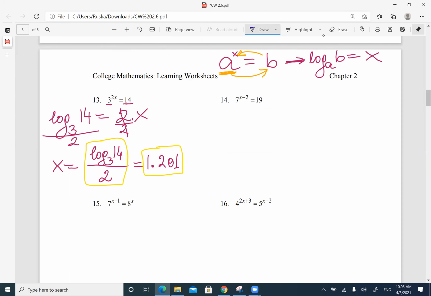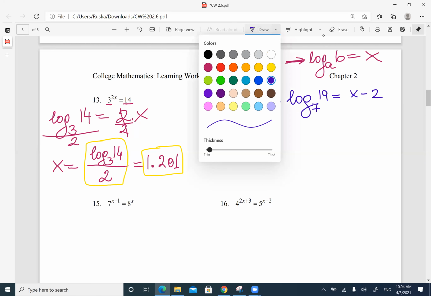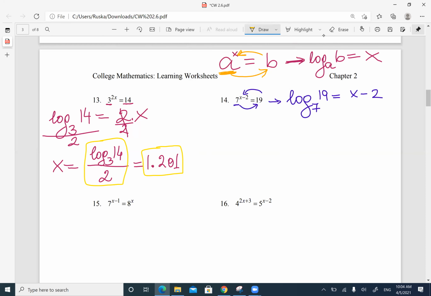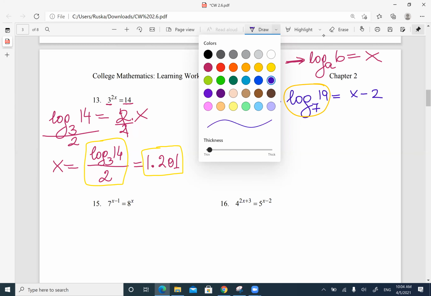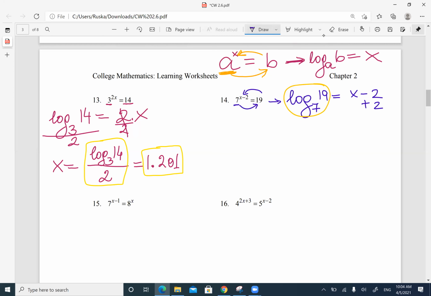So number 14, we're going to do the same. We're going to change it. So we're going to write logarithm. Now, 7 is the base, and you're going to put 19 equals this. So log base 7 of 19 equals x minus 2. Look at this logarithm with base 7 of 19 like one number. So if I want to get x by itself, what do I need to do? I need to add 2 to both sides to get x by itself, right?